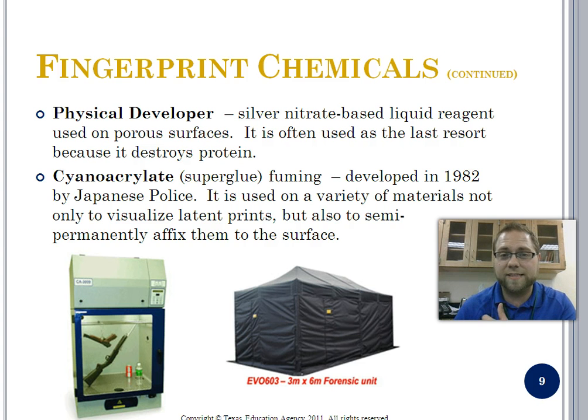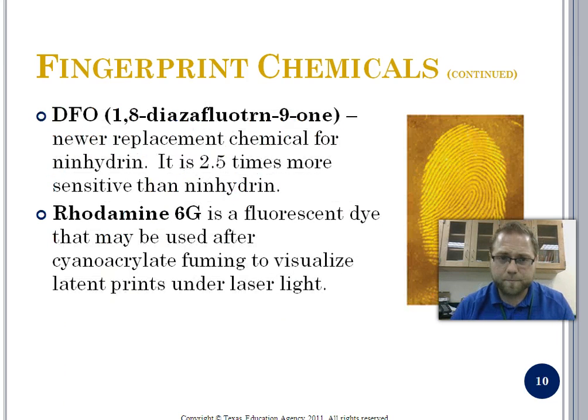We will probably at least attempt this in class, although I don't have a full-on permanent unit to do this. We can kind of rig something up and see if it works. DFO is another type. We don't have any DFO that we will probably be handling, but it is much more sensitive than ninhydrin. Rhodamine 6G is another type of dye that you would use, and you need to know these terms and how they were used.